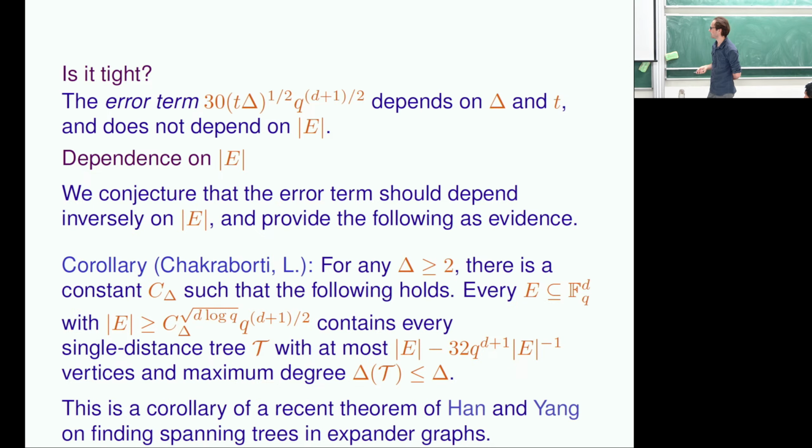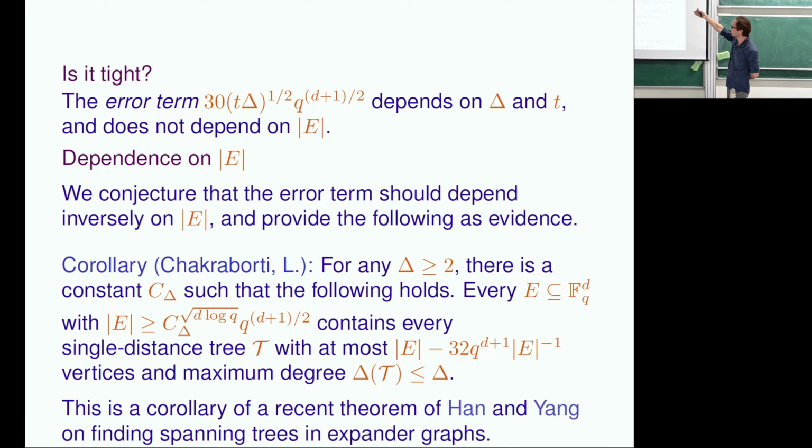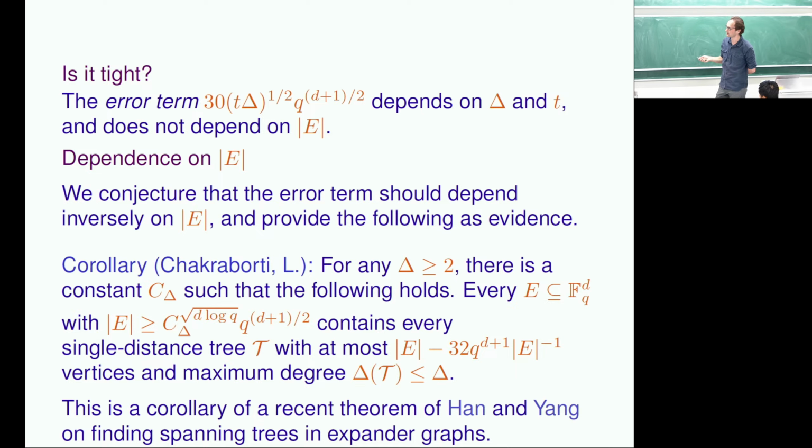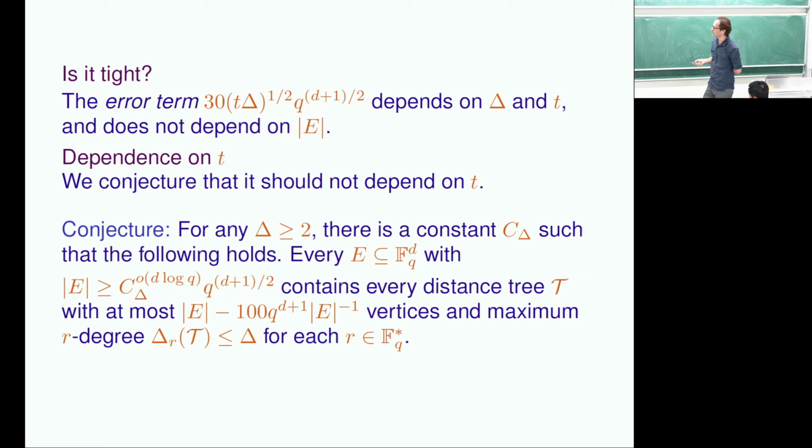And this is a corollary of a theorem from last year of Han and Yang on embedding spanning trees into expander graphs. But it's limited in that they're only working on a single expander graph, whereas we have lots of different distances, so we don't know how to use their results to address this. But for sure, there's a conjecture here, which is that the error term should depend inversely on E. And there are methods that can achieve that in some special cases. So I think this is possibly something that could be solved. I'm not sure.